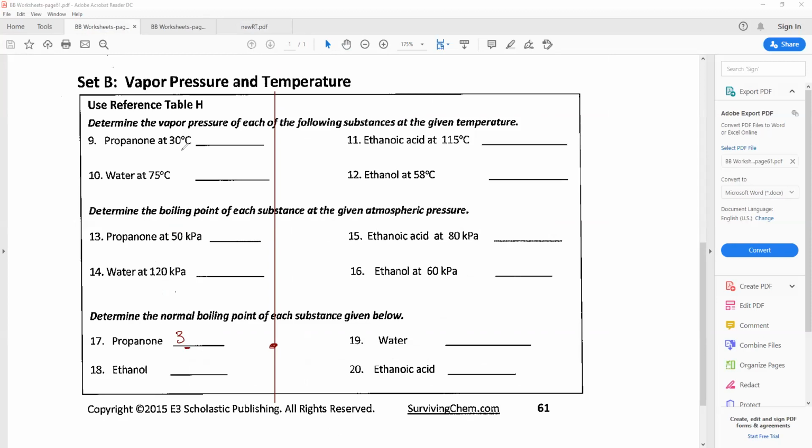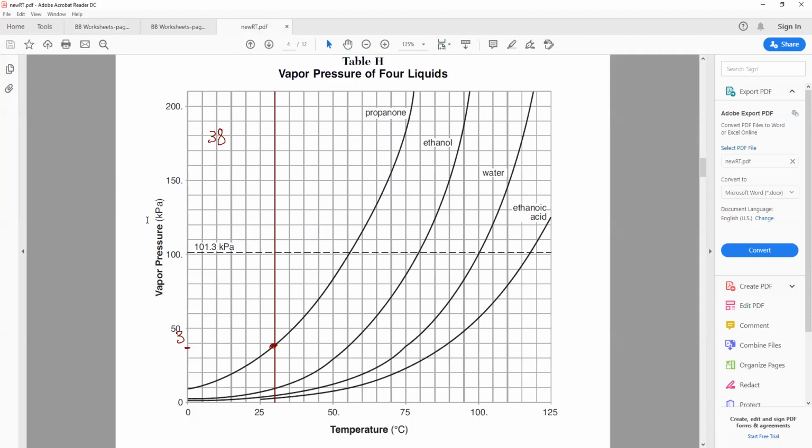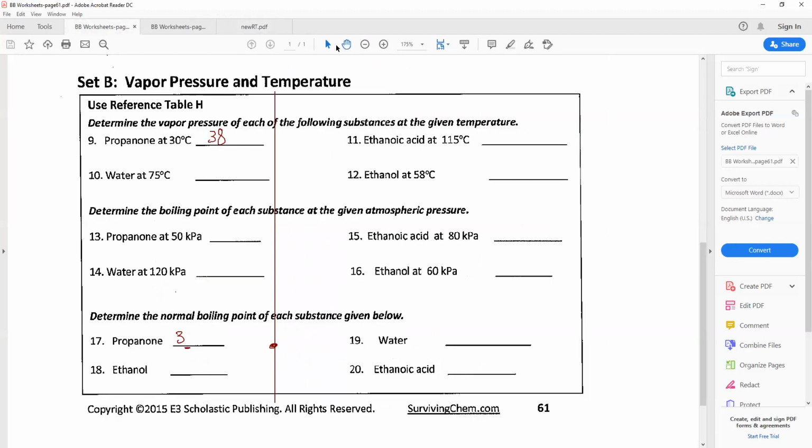Let me just look at the units. It's over here, sorry, 38. What are the units for vapor pressure? Do I have to remember? No, I don't. I just have to look at the graph. Oh, it's kPa. Okay, right here. So 38 kPa.